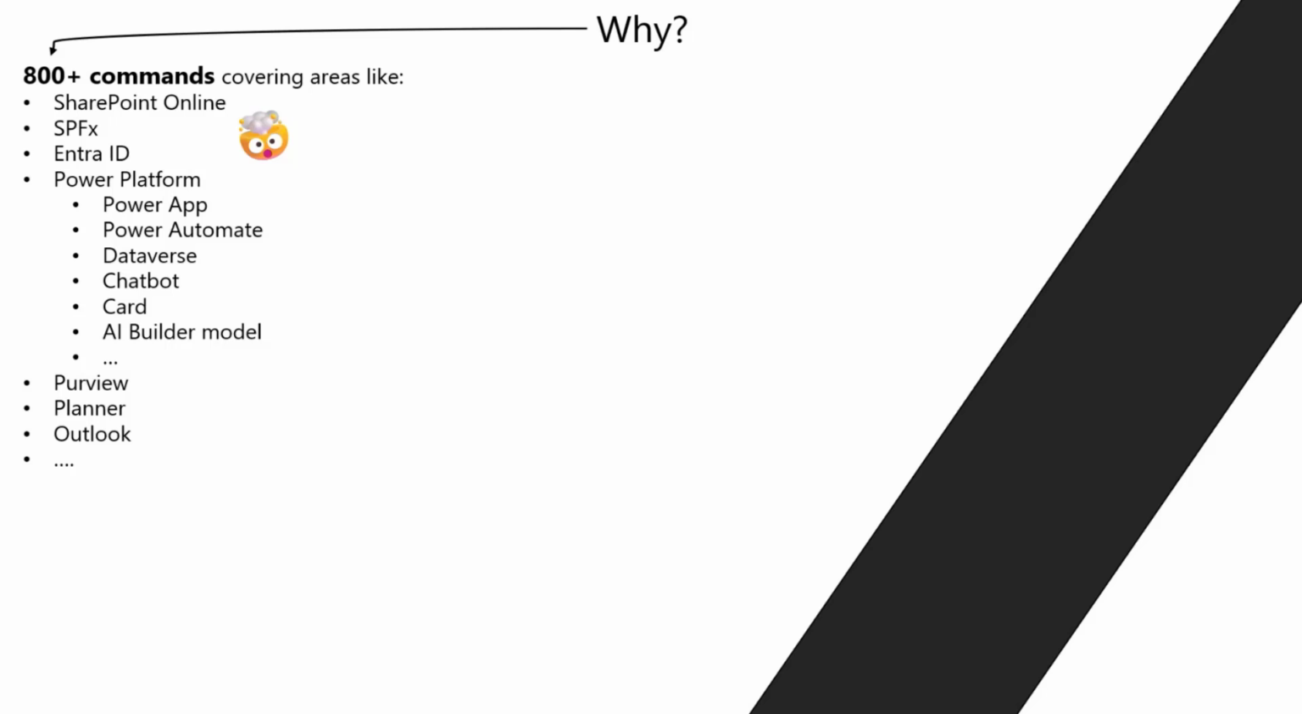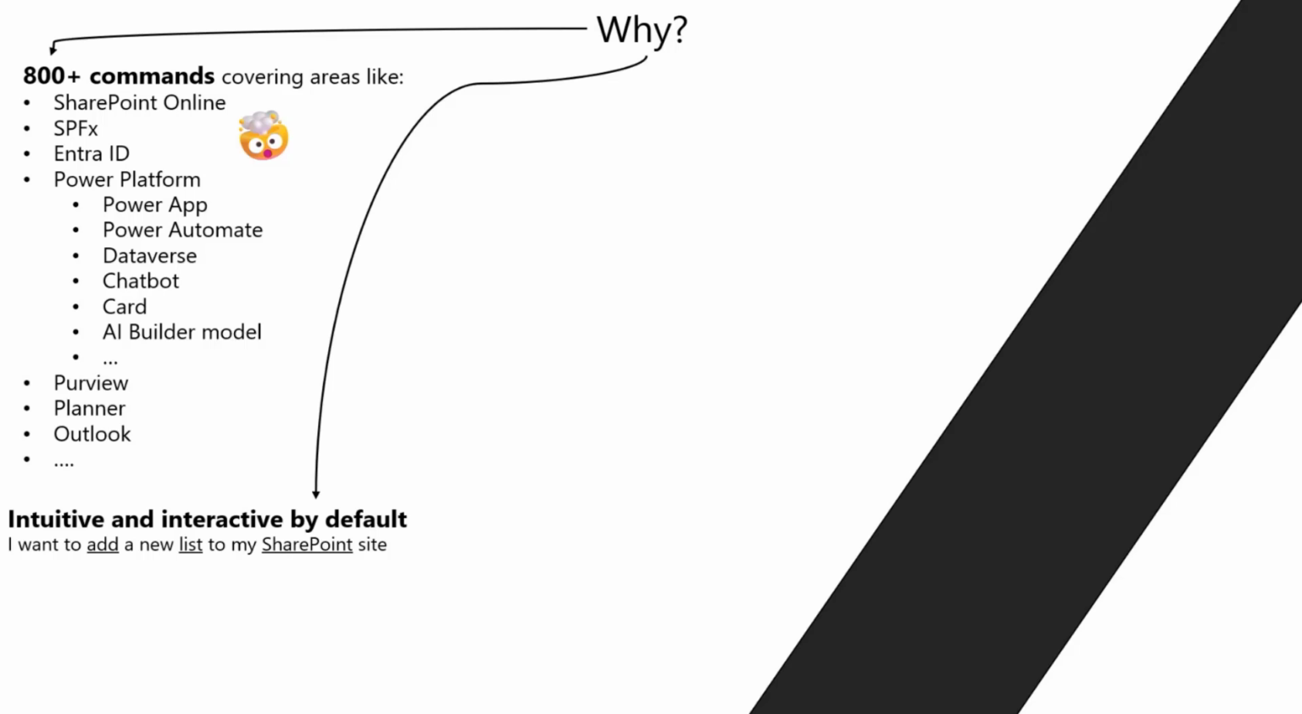So not only Power Apps and Power Automate, but Dataverse, Cards, AI Builder, all of that, Purview, and a lot more. It's really intuitive when you start working with it and interactive by default. I will be presenting it a bit today. So if I want to add a new list to SPO, it's like SPO list, and then the action I want to do: add, get, set, remove, etc.